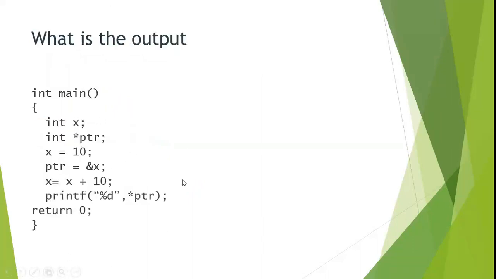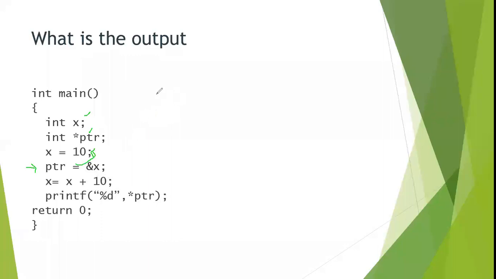Now in this case, anybody who can tell me what will be the output? x is a value in variable, and then I'm creating a pointer. I say x is equals to 10. So the value of x will be 10. If I write here pointer is equals to ampersand x, that means pointer is pointing to whom? Pointer is pointing to x. Then I say x is equals to x plus 10. That is, it becomes 20.